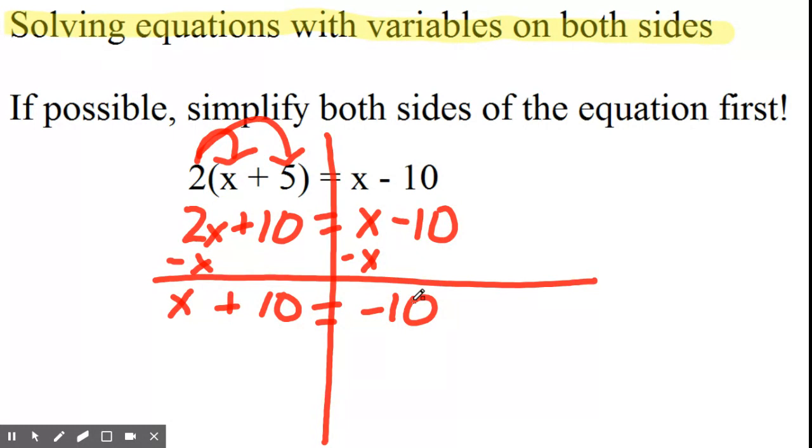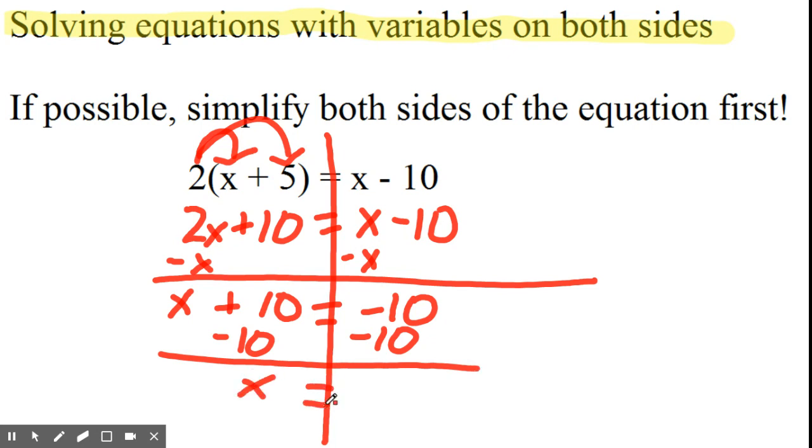Now all I need to do to get this x by itself is to get rid of the 10 I'm adding to it. So to cancel the add 10, we're going to subtract 10 from both sides. And when I do that, x is by itself. Negative 10 minus 10 is negative 20. So there's our answer, x equals negative 20.